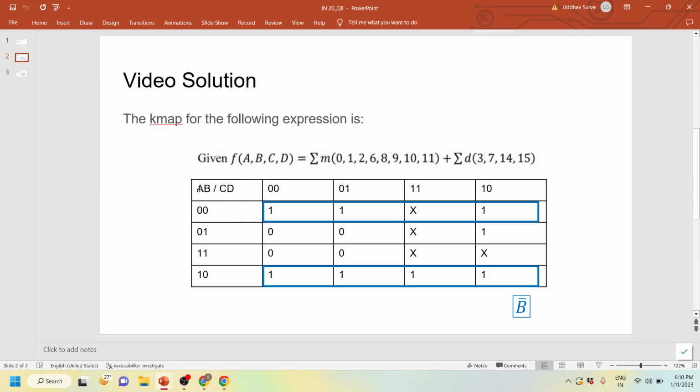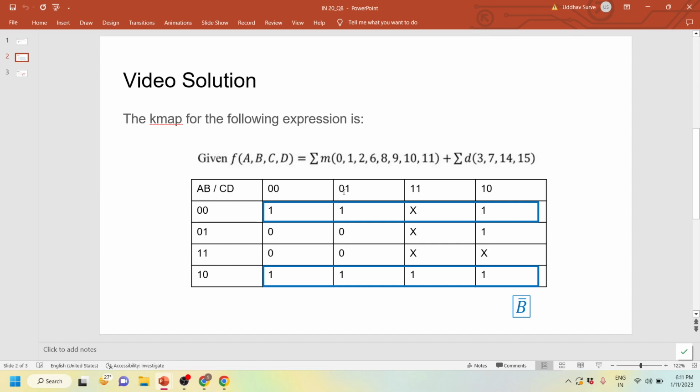So ABCD is given here as 0 0, 0 1, 1 1, 1 0. If someone doesn't know what K-maps are, it's basically a representation of a truth table in a unique way, such that you can find the function that is to be realized. It's just a rearranged form of a truth table, where in 0 0, 0 1, 1 1, 1 0, you will see that only one bit is changed at a time.